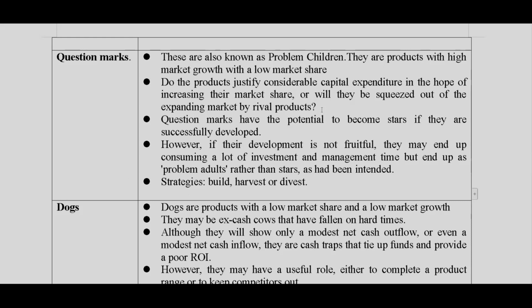Now, question marks have the potential to become stars if they are successfully developed. That's what I was saying earlier. However, if their development is not fruitful, they may end up consuming a lot of investment and management time, but end up as problem adults rather than stars. Problem adults is a sort of product which is a problem child, but now it is diving into problems. You are not seeing any growth in it, but you are investing in it. So it sort of becomes like a dog in some sort, but it is not also a dog. It's dilly-dallying here and there. Low sales, everything low. Sometimes it goes up, comes down. It's not that stable for you to see.